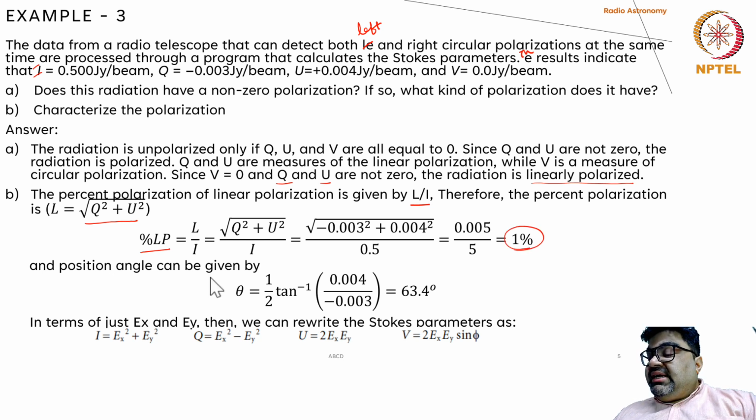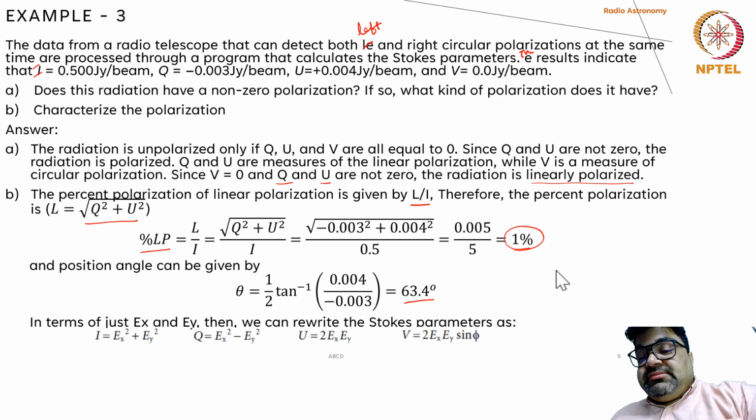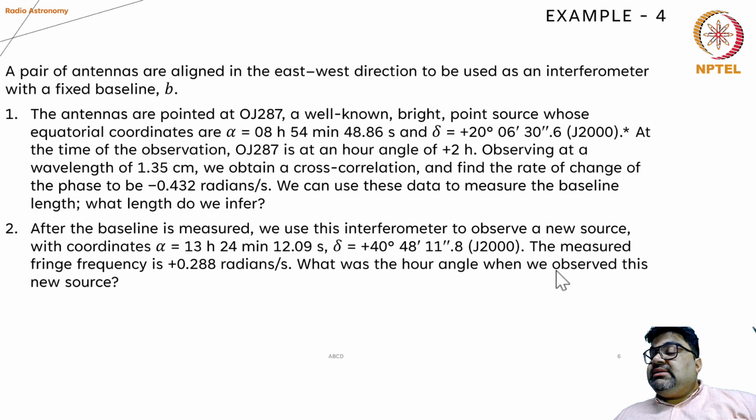The position angle is given by theta equal to half tan inverse of U over Q, and it is 63.4 degrees. Okay, so that's what you get.